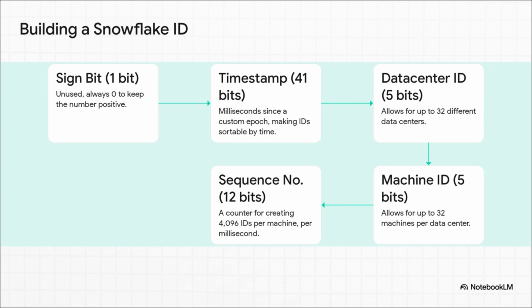Then you've got 5 bits for a data center ID, and another 5 bits for a machine ID. Think of this as the ID's address. It tells you exactly which server on the planet made it. And that last little piece, the final 12 bits, that's a sequence number. It's a tiny counter that resets every millisecond, and it lets a single machine pump out over 4,000 unique IDs in the same millisecond. Incredible.